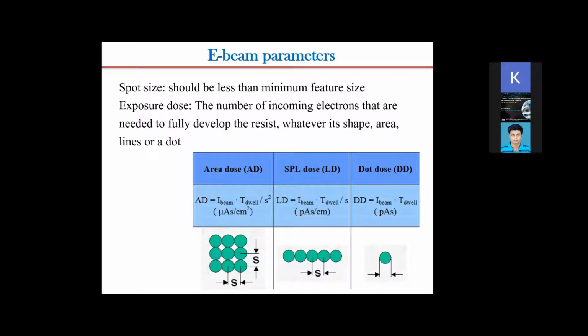Because if you see the formula, area dose is the beam current times the dwell time divided by area. Okay. So its unit is microampere second per centimeter square. Now, if your area size is large enough, then obviously T will increase. Now, if you go for a line dose, what will happen? You will first use a line for a whole area. Let's say you have an area where you want to make a pattern which is nearly 500 nanometer.